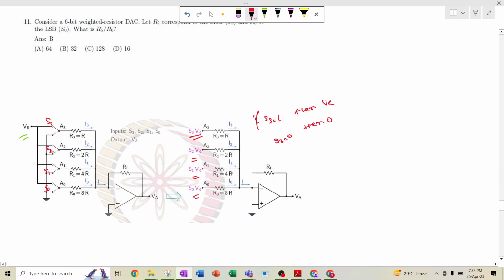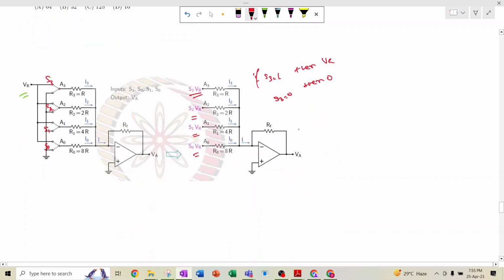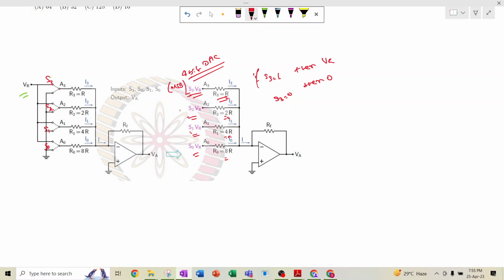I will discuss briefly how this weighted resistor DAC works. This is R, this is 2R, this is 4R, and this is 8R. Here it is a 4-bit DAC, so we have 4 bits, S3, S2, S1 and S0. S3 is the MSB and S0 is the LSB. The MSB always has the lowest resistance, and the LSB has the highest resistance, that is 8R.